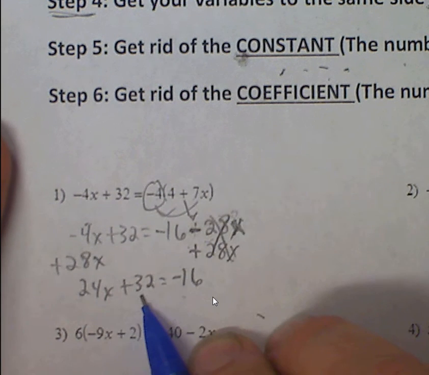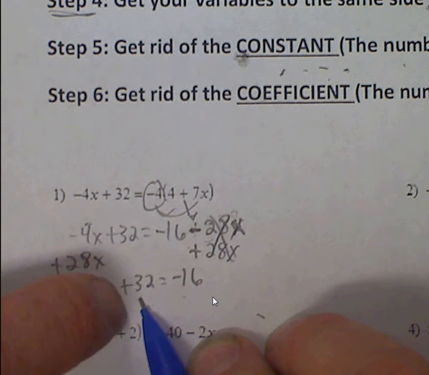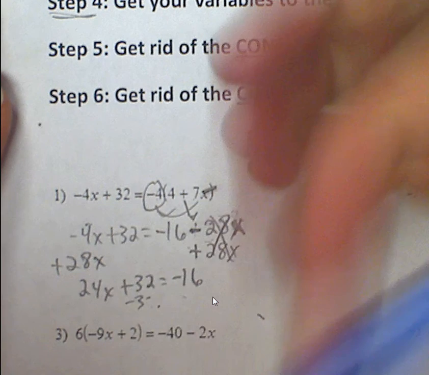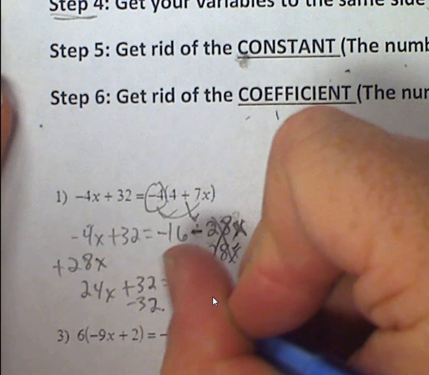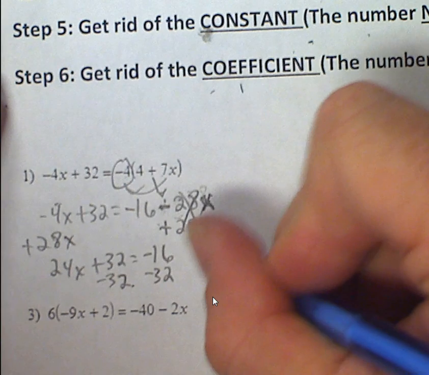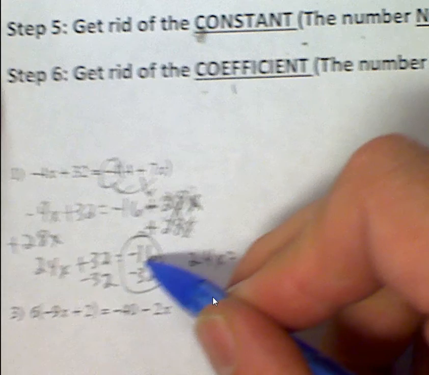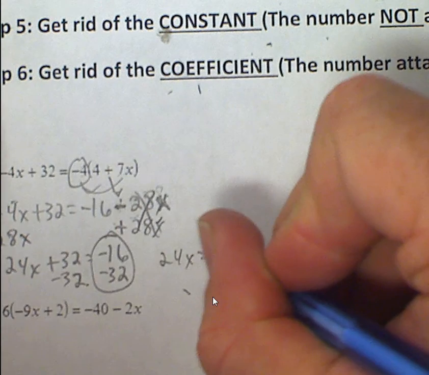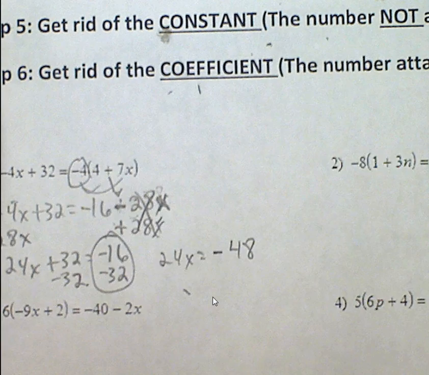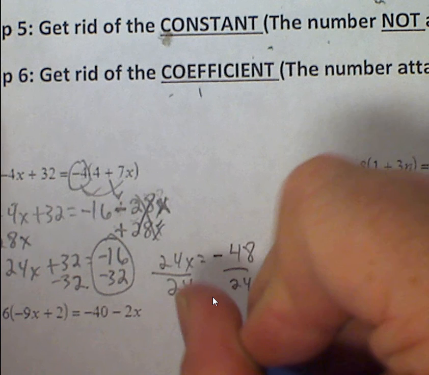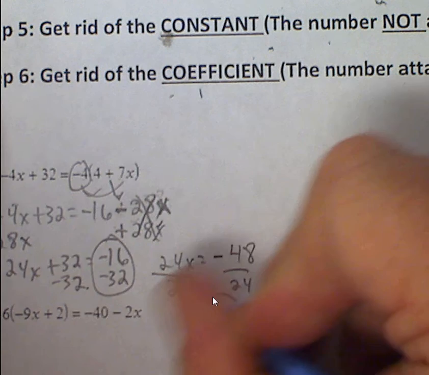I got to get rid of my constant, the number not attached, minus 32, minus 32. So I have 24x equals, debt plus debt is more debt, negative 48. Divide by 24, x equals negative 2. I only have one negative sign.